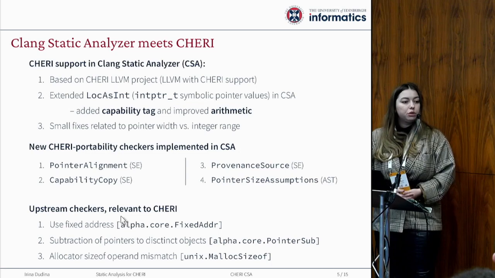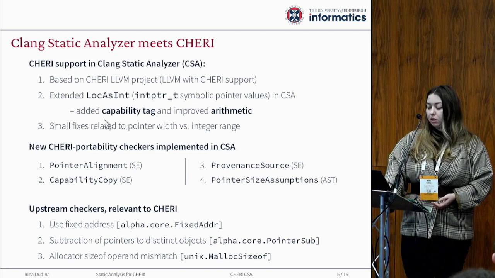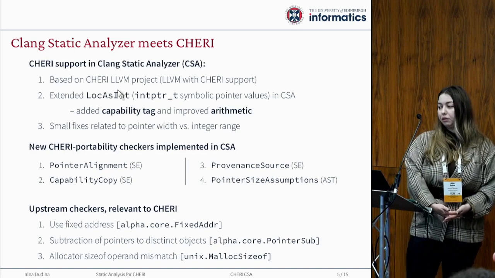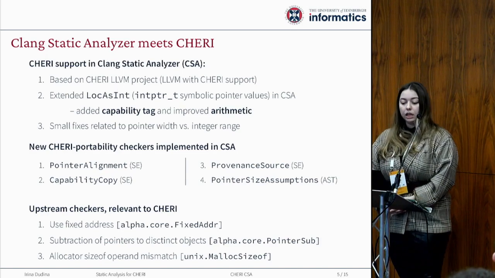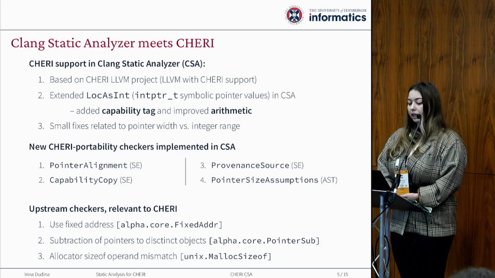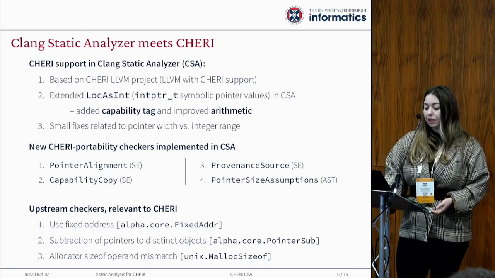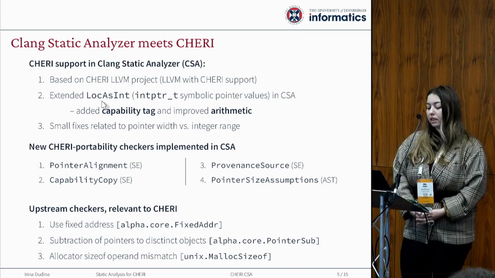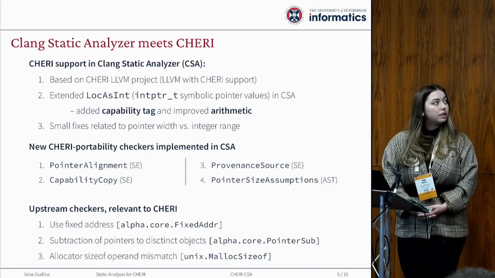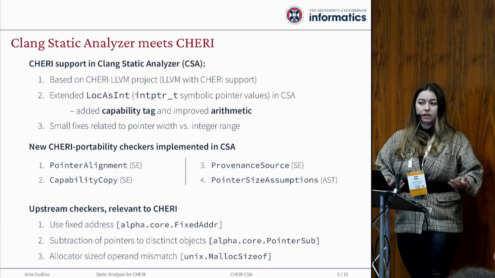So what did we have to do to address these issues in the Static Analyzer? This work is based on CHERI LLVM, or rather the Umbrella LLVM project, an LLVM compiler infrastructure with CHERI support. So we needed to make some small fixes to the static analyzer for it to accept CHERI as a target. And we also needed to extend support for LocAsInt. These are symbolic values in the Clang Static Analyzer that appear when you store pointers as integers. As I said, this is a source of common problems.